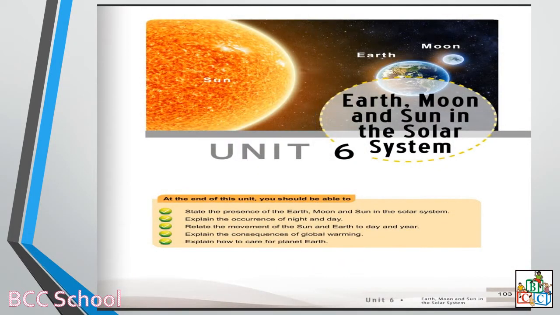So this is a new topic for you from page 103, Unit 6, the Earth, Moon and Sun in the Solar System. In this unit, we are going to see the presence of the Earth, Moon and Sun in the solar system, the occurrence of night and day, the movement of the Sun and Earth, day and year. Also, we are going to see global warming and how to care for planet Earth.